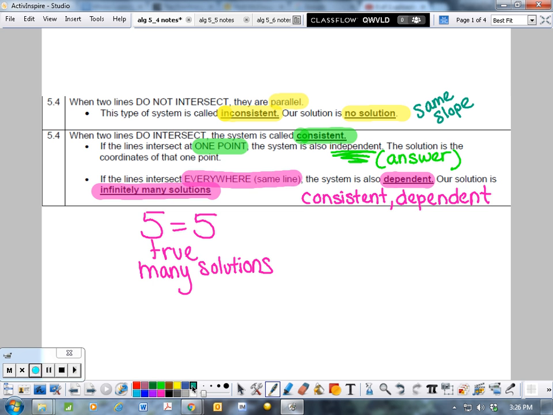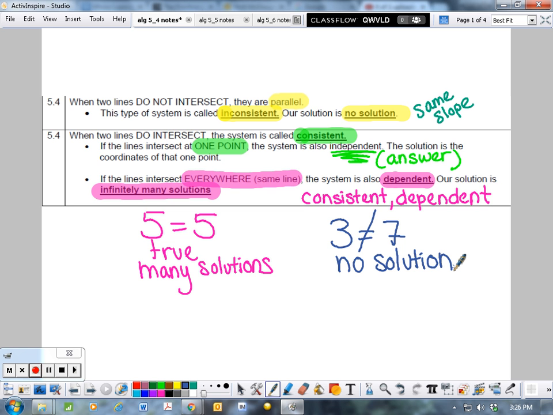Now, systems that are consistent and independent are where we got an answer, so we've been doing those all along. And when they're parallel, they have no solution. When we work them out algebraically, that looks like something like 3 equals 7, which is not true. 3 does not equal 7, so that means there is no solution.